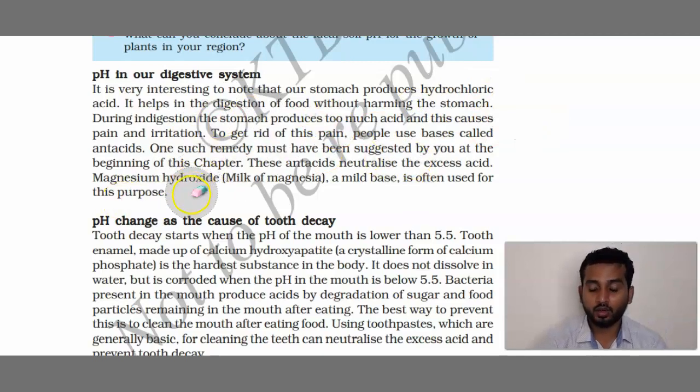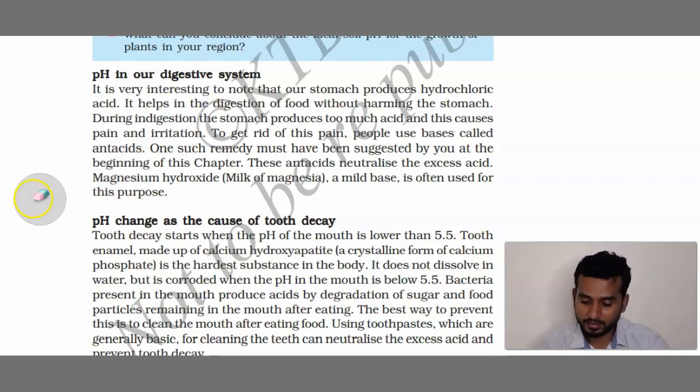So how do we get out of that pain? You have to use antacids. It's important, children. You have to remember this. We use antacids, like Pan 40, Digene, so many gastric tablets, right? That's exactly what they are doing. They are acting as antacids. So that is the remedy. You should know that. These antacids neutralize the excess acid. Magnesium hydroxide, that is milk of magnesia, a mild base, is often used for this purpose. That is what we actually use there.